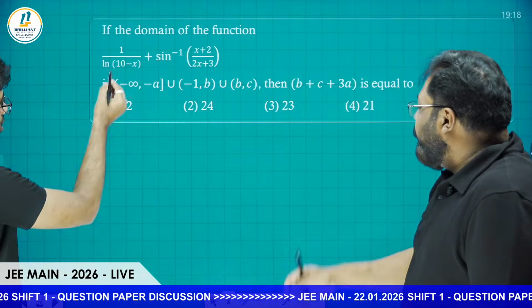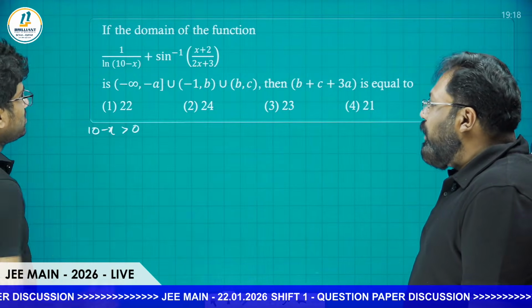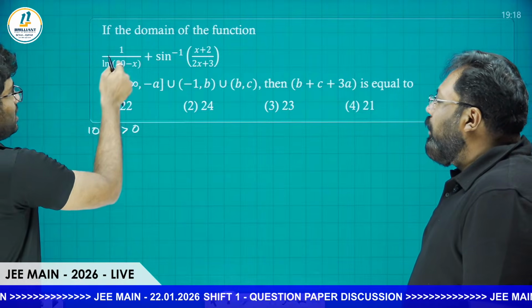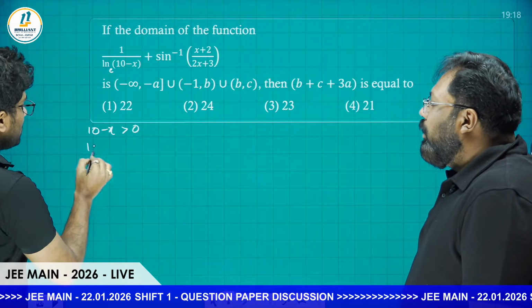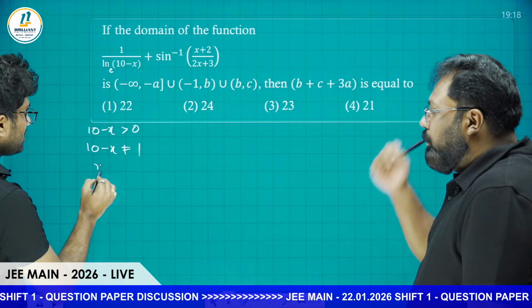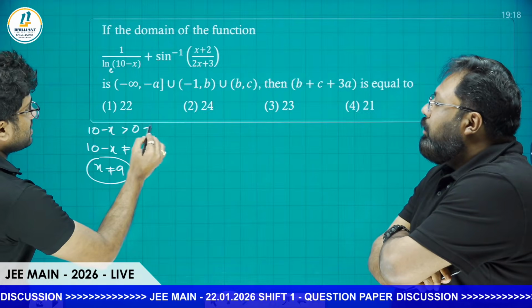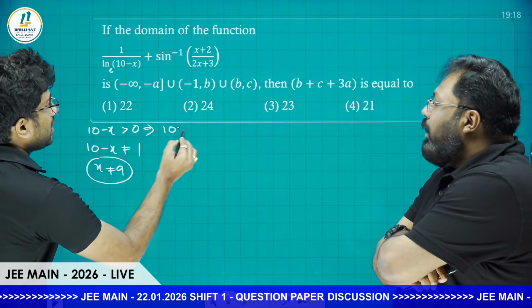We know for log x the domain is just 10 minus x should be greater than 0. But as it is in the denominator, log 1 is 0. So 10 minus x cannot be 1 either. So if 10 minus x is not 1, x cannot be 9. 10 minus x greater than 0 means x is less than 10.